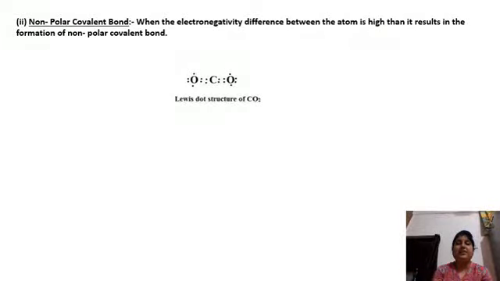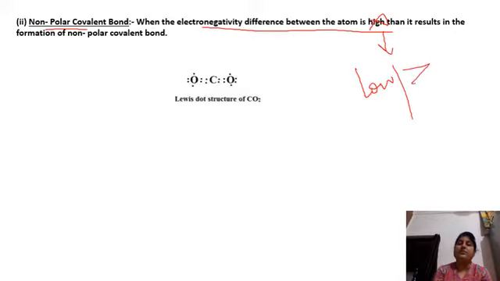The other type is non-polar covalent. In this case, the electronegativity difference between atoms is not high. Sorry, it is by mistake. It is not high. It is either low or 0. For example, CO2. The carbon belongs to group 14 and oxygen belongs to group 16. The electronegativity difference is very less.